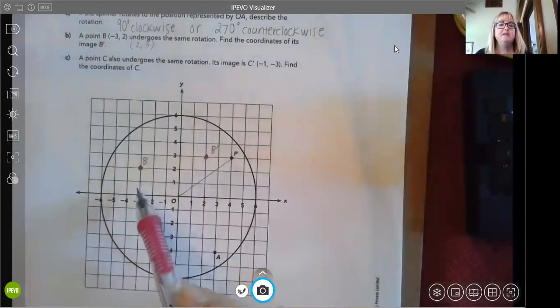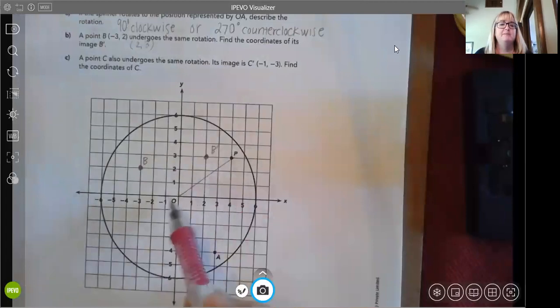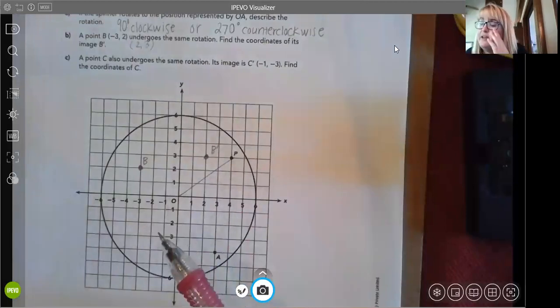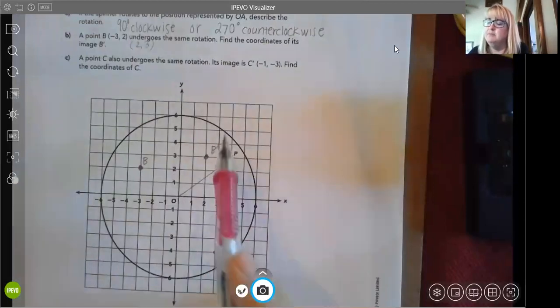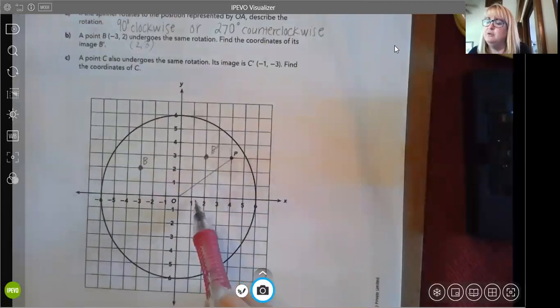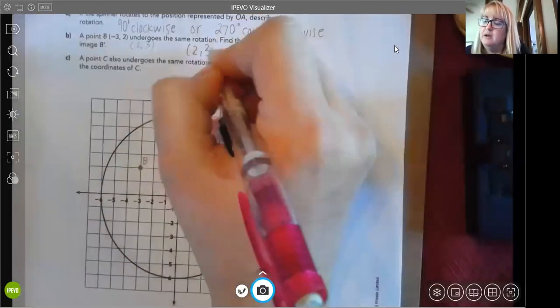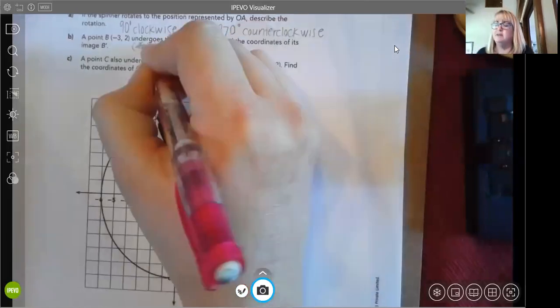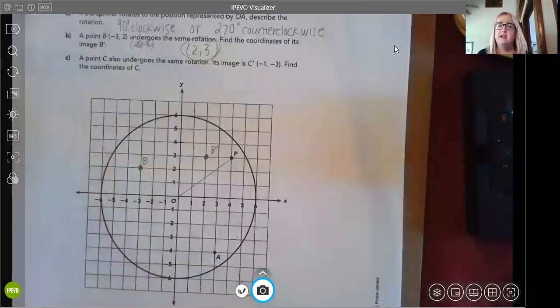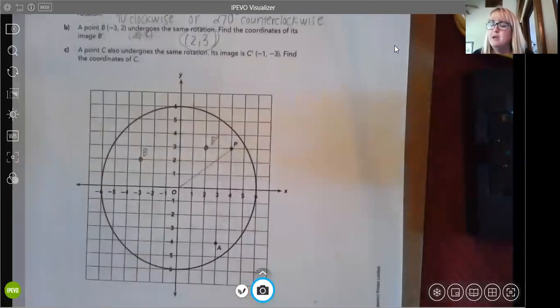Okay? Instead of going over 3 and up 2, we're going over 2 and up 3. That's only for 90 degrees and 270. Find the coordinates of its image B prime. So B prime is now 2 and 3, which is (2, 3). I didn't want to just leave that because I wasn't sure if it was -2 or -3. I had to look and figure out what quadrant I'm in.